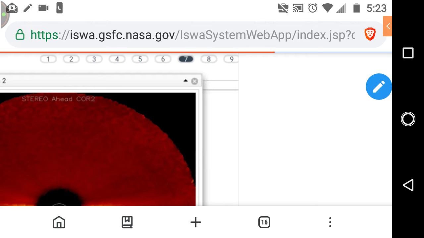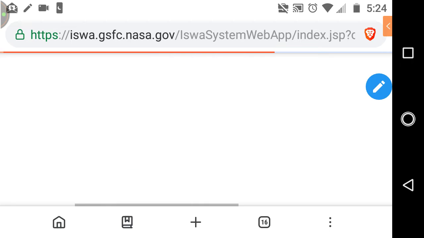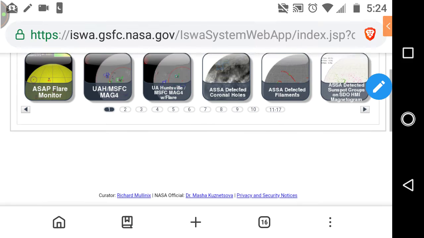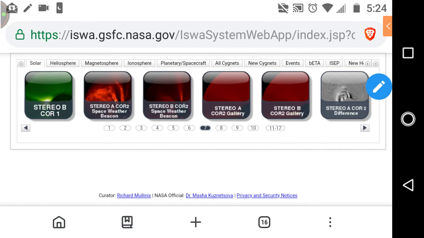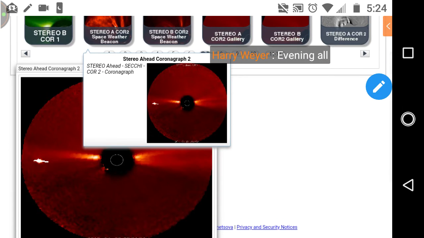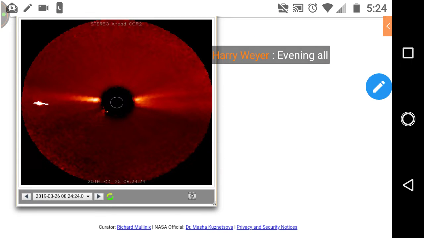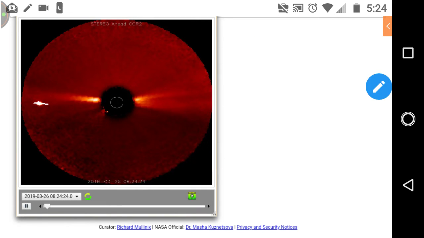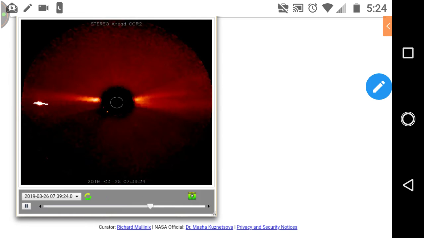Let's look at the space weather beacon here at the STEREO satellite. And it was loaded, but now it's not. All right, we're going to get a custom view here. We're going to back this thing up.